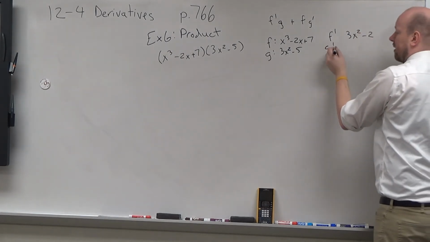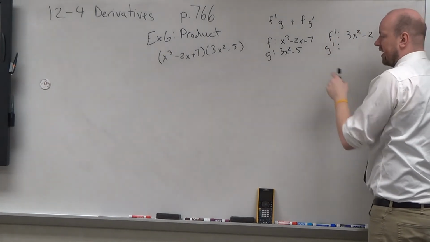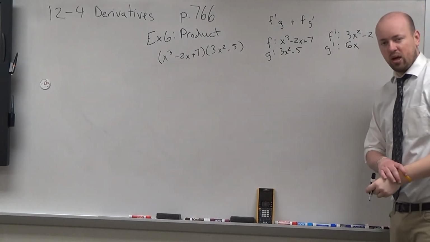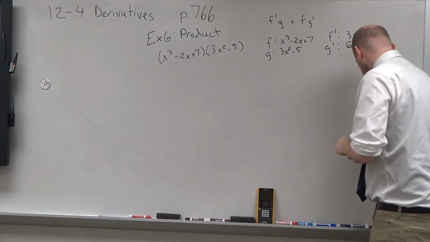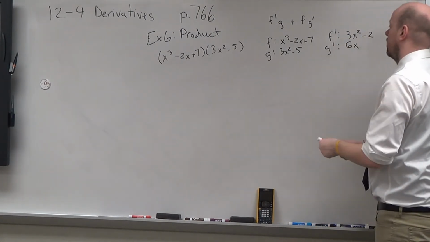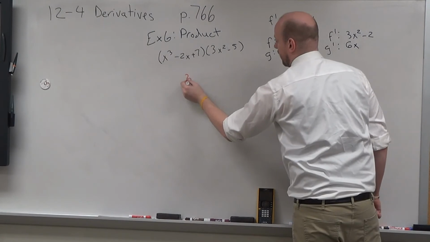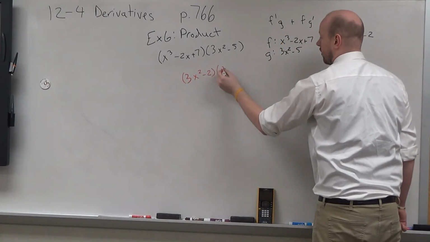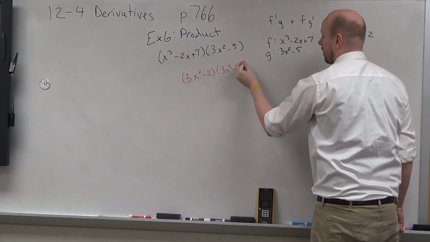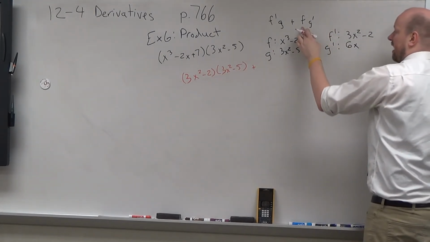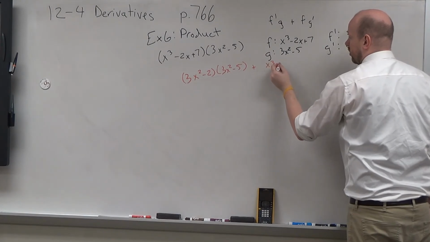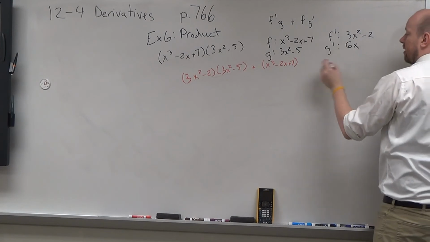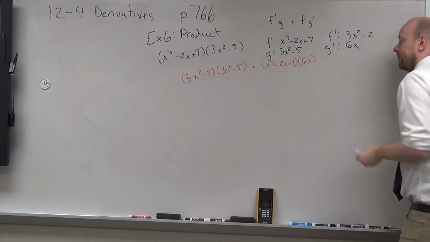And my g prime is just going to be the derivative of this, so I get 6x. And now I just plug things in and multiply naturally. So f prime, 3x squared minus 2, times g, which is 3x squared minus 5, plus f, which is x cubed minus 2x plus 7, times g prime, which is 6x.